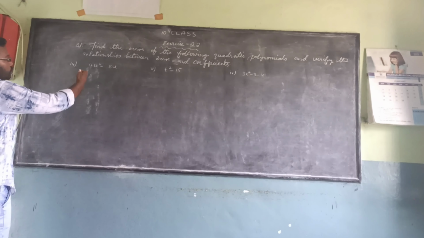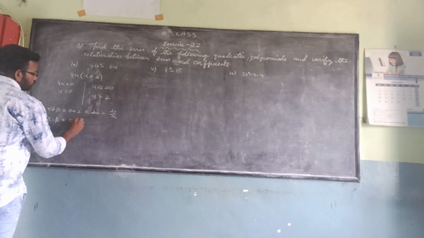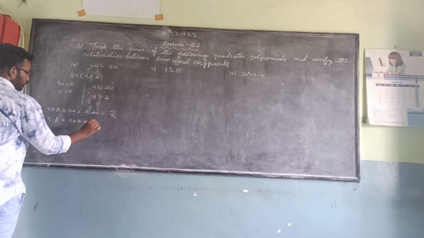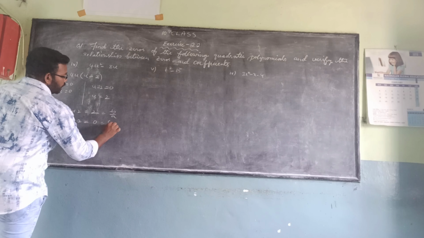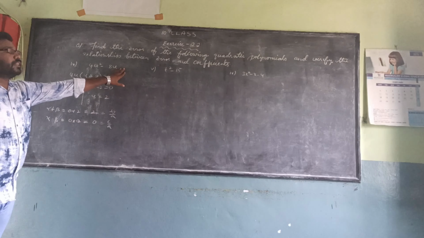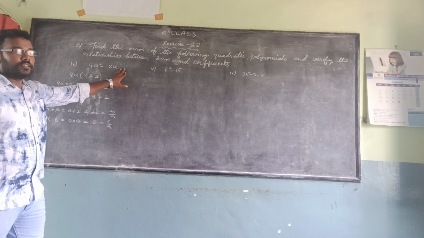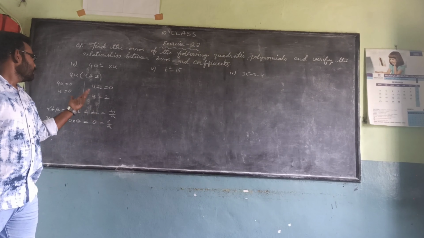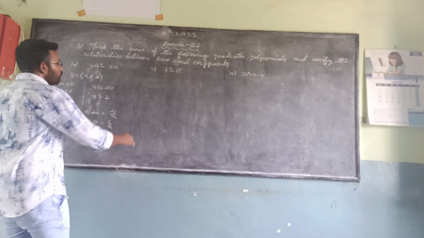So that means minus b by a. Minus b by a. Okay. Minus of minus 8 by 4, plus 2, it gives you 2. So alpha into beta is equal to 0 into 2, that is equal to 0. C by a. Here there is no constant term, so we can take c as 0. So 0 by anything gives you 0.